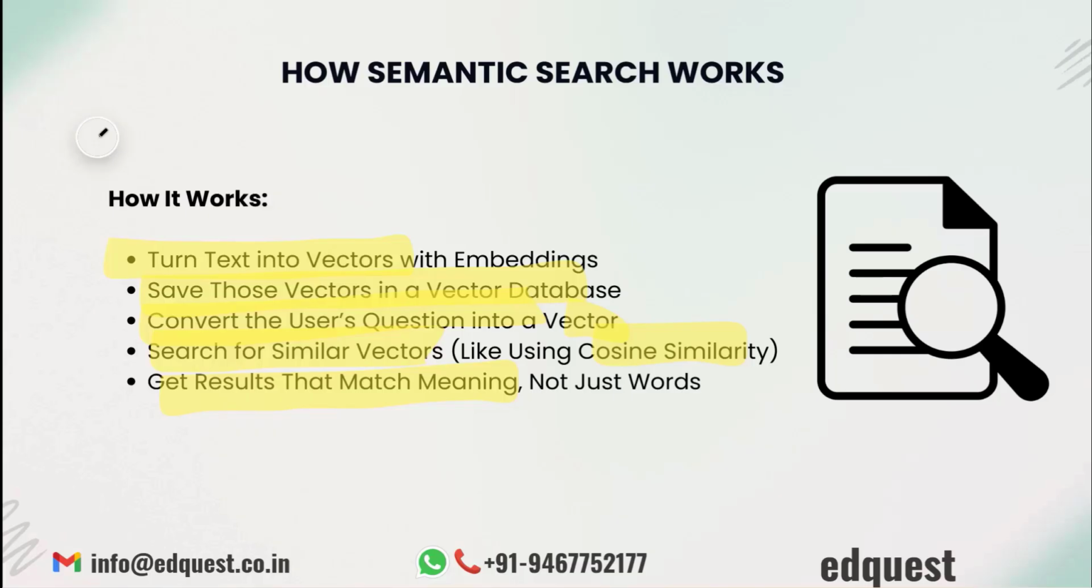To sum it up, semantic search lets machines understand what you mean, not just what you say. The power of embeddings, vector databases and AI models is at the core of modern applications, from chatbots to personalized search.